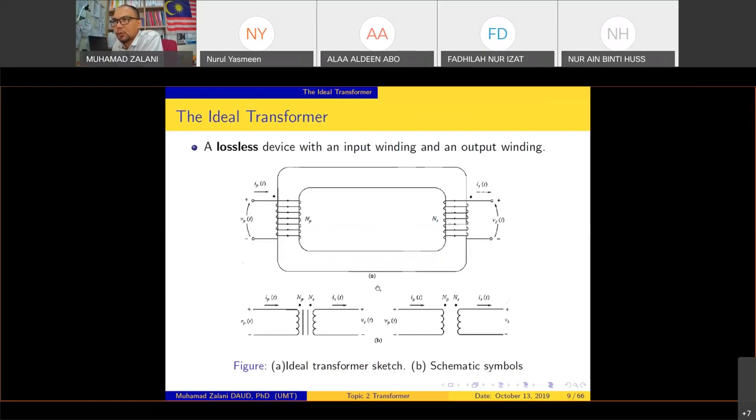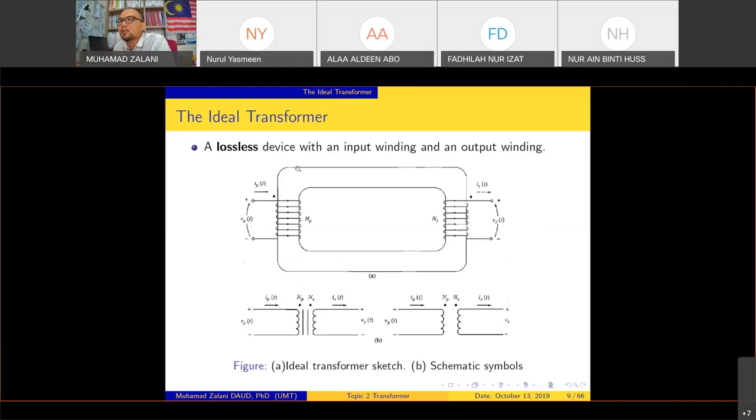So why do we call it ideal? Ideal means lossless. Meaning that we don't consider some of the losses that occur in this transformer. Before this, we have learned about some of the losses, for example, the eddy current losses and also the hysteresis losses. But in this case, that sort of losses is not considered, and we assume that this core is perfect, which is lossless, so that we can further calculate the quantities at the primary side and also the secondary side.